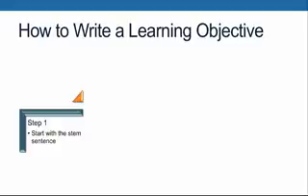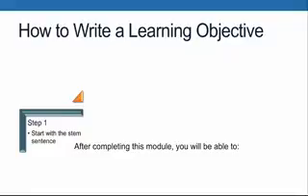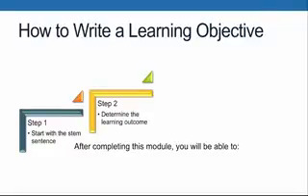First, you should start with a STEM sentence. All learning objectives contain a STEM sentence. They are most often written as the STEM sentence with a bulleted list of objectives that follow the STEM. For your course modules, you may want to use the STEM, "After completing this module, you will be able to."